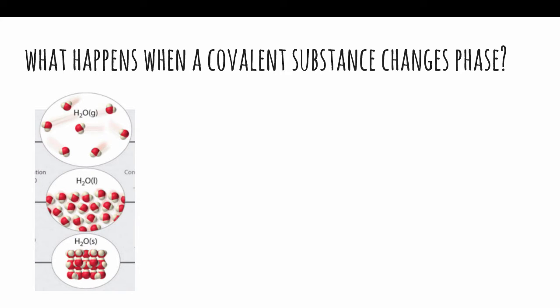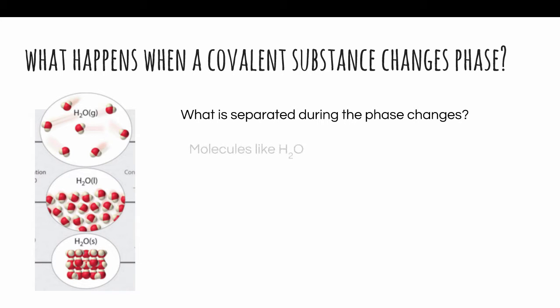Now let's consider a covalent substance. Covalent substances are molecules. They're not a lattice structure of ions. And so if I am changing phase, what is separated during these phase changes? Well, it will be the molecules of water themselves. Now remember, the oxygen and hydrogen is held together with a covalent bond. We are not separating that bond, but we're just separating one water molecule from the other.